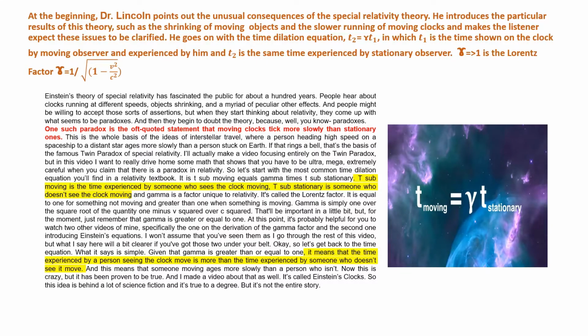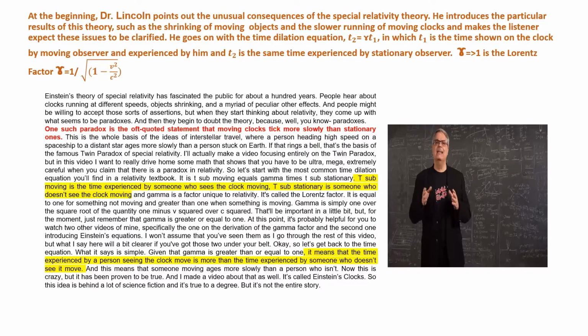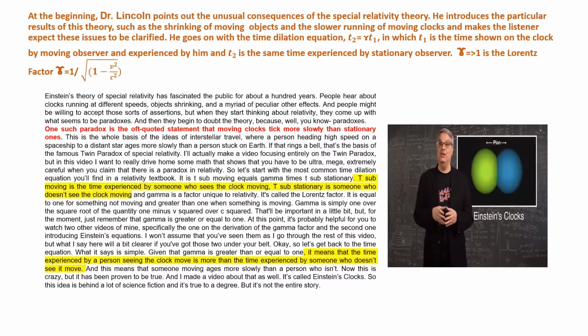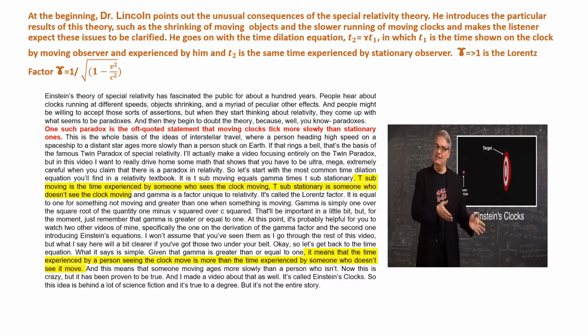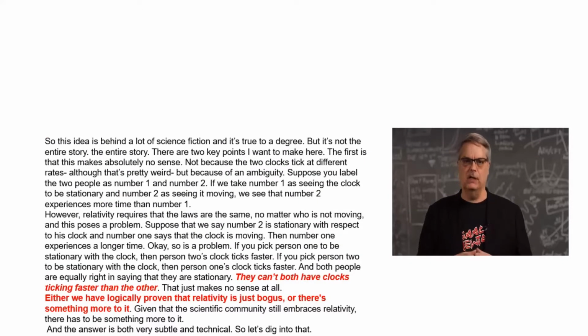What it says is simple. Given that gamma is greater than or equal to 1, it means that the time experienced by a person seeing the clock move is more than the time experienced by someone who doesn't see it move. And this means that someone moving ages more slowly than a person who isn't. Now this sounds crazy, but it's been proven to be true, and I made a video about that as well. It's called Einstein's clocks. So this idea is behind a lot of science fiction, and it's true to a degree.